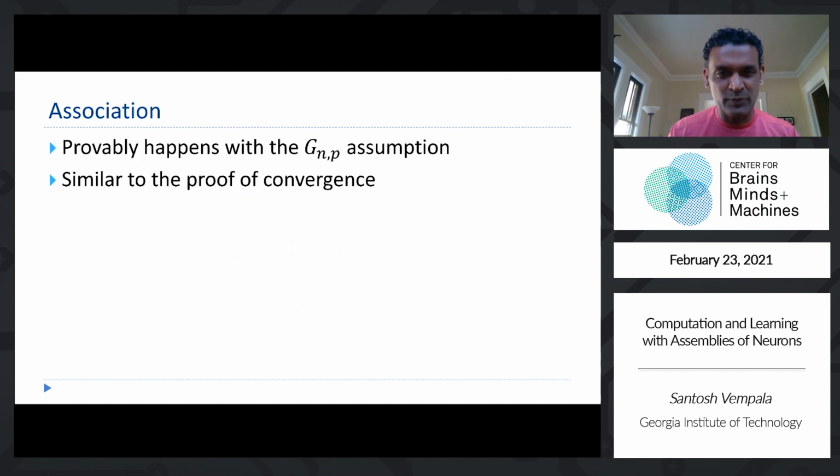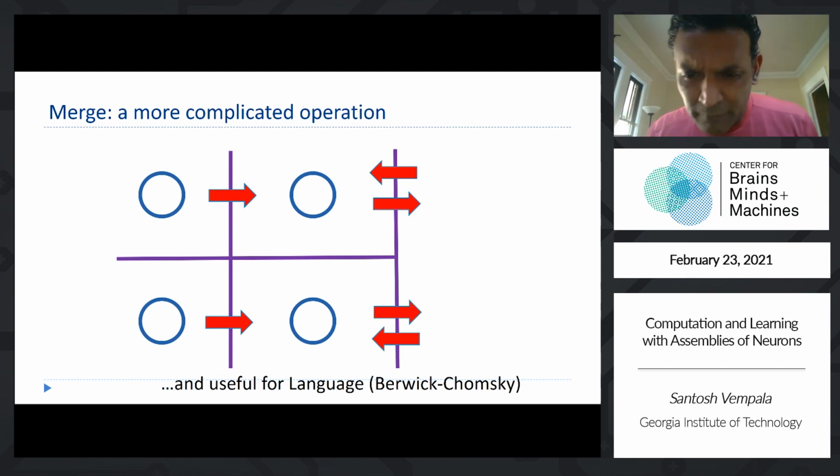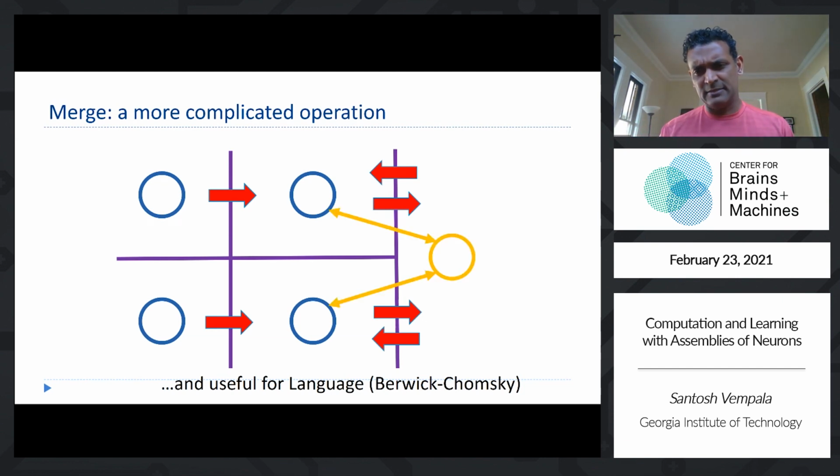This is provable. We can prove this in the same model, and the proof of convergence is a little bit more complicated, but quite similar. Merge is more complicated. It has to build a backwards thing. Maybe I will skip this for now, but there's a question, we can get back to it.